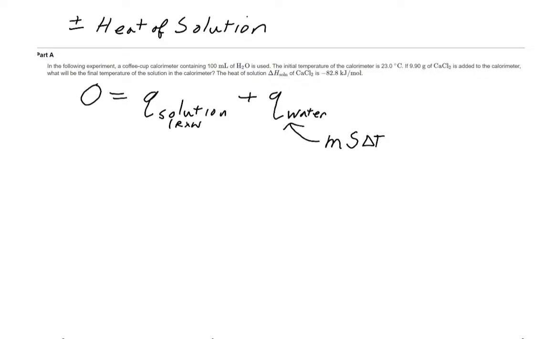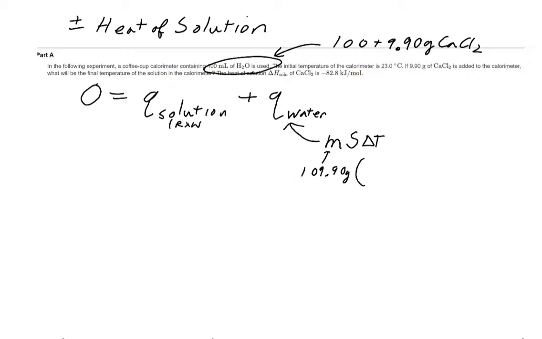And here's where things get a little bit tricky. What is the heat of solution? Well, you have 100 milliliters of water in your solution, but what else do you have? You have 9.90 grams of calcium chloride as well. So your mass of solution here is actually going to be equal to 109.90 grams. You also know that the specific heat of water is 4.184 joules per gram per Kelvin. And I like solving for my delta T as a variable and then worrying about that random 23 later.